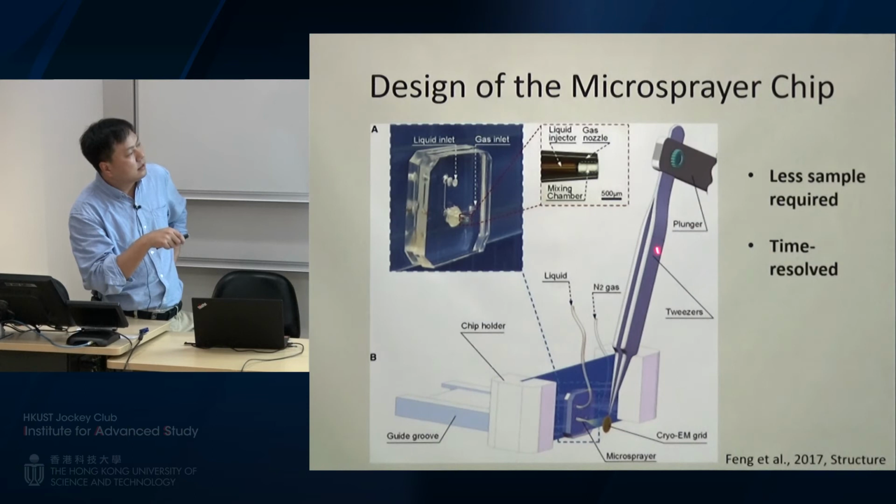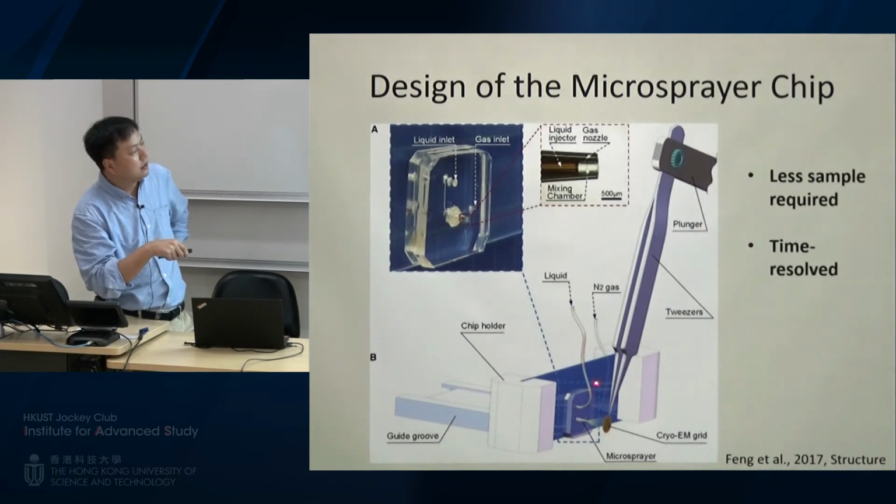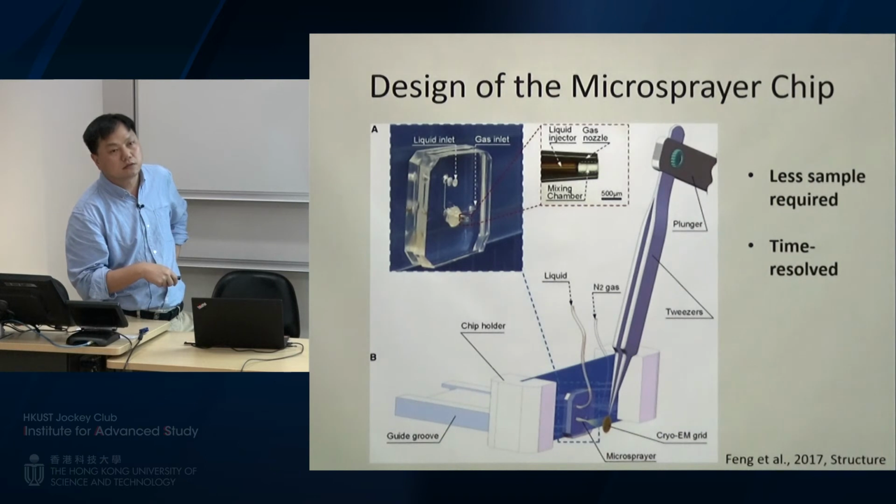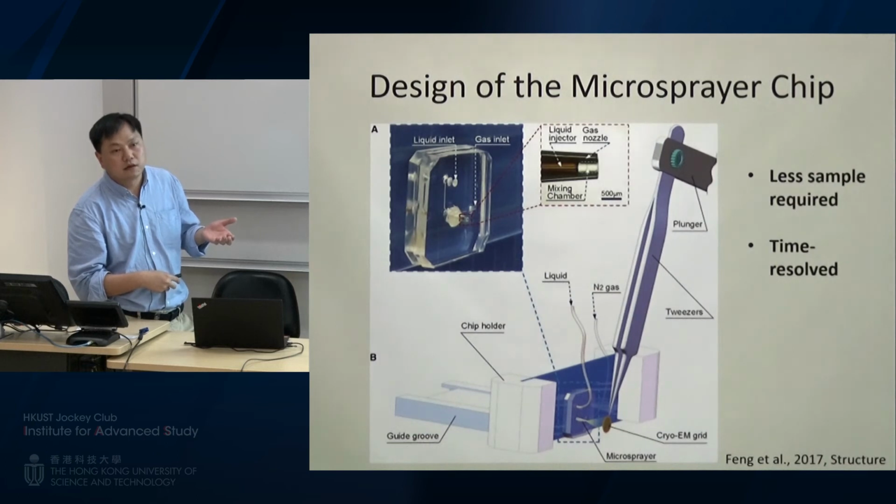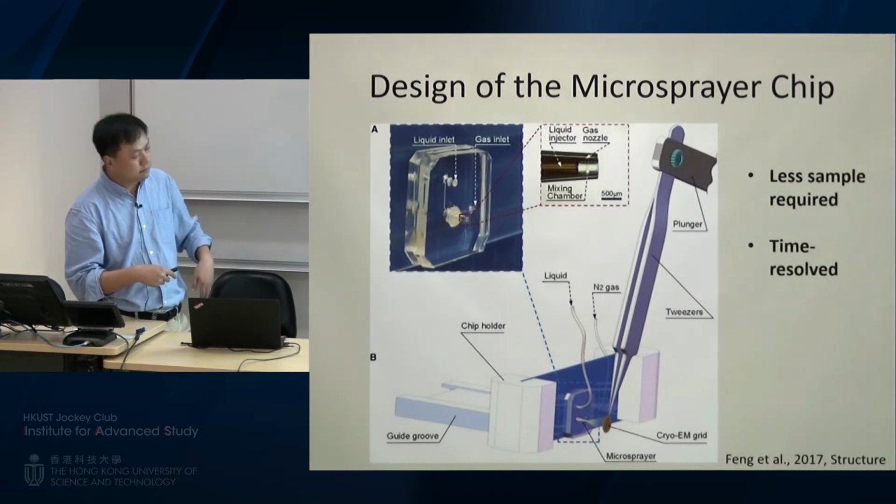So this device has two potential uses. One is that the sample can be sprayed to the grid, and then it will require less sample. Another is that because there is a mixing chamber and there are fibers with the electron signal which can control the on and off of the two inputs, we can potentially use this device for time-resolved sample preparation. That means we can mix solution A and solution B for 1 second, and for another batch of sample preparation, we can mix them for 3 seconds, and so on.